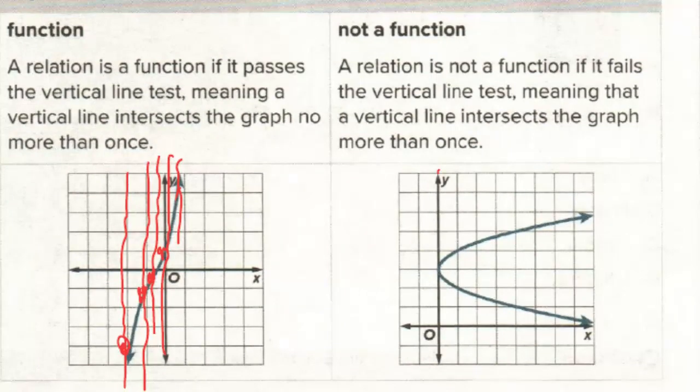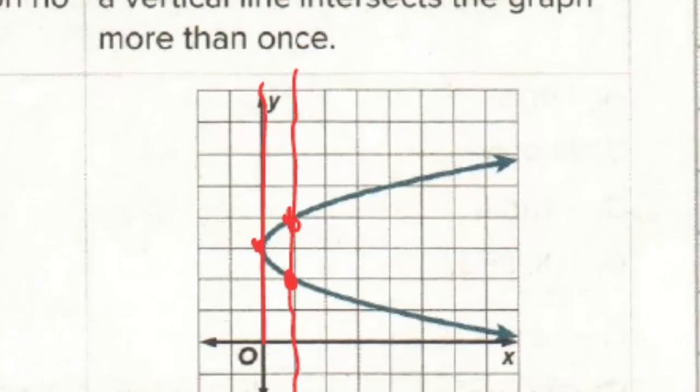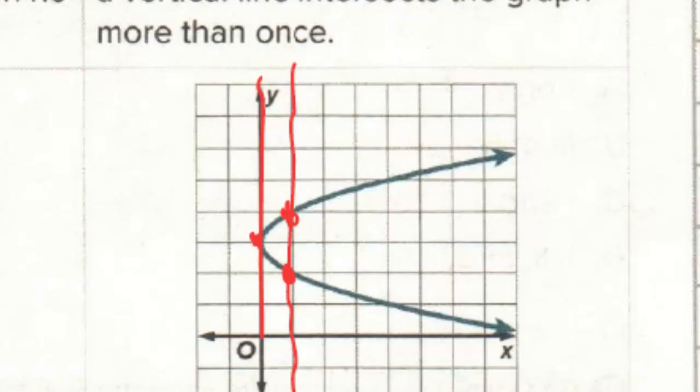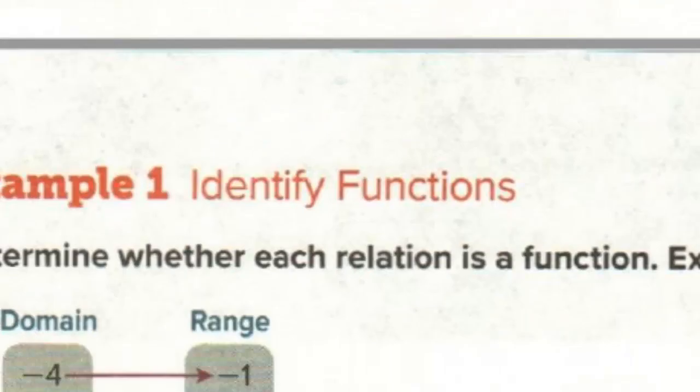So even though if I draw a line this way and I intersect only once here, as soon as I draw a line to the right of it, it intersects in two different locations. And if I look at the domains of those, I have a 1, 2 for the first ordered pair and a 1, looks like 4 for the second one. And by that definition above, this domain of 1 is matched with two different range values, meaning it's not a function. It also fails the vertical line test because the two dots line up vertically.